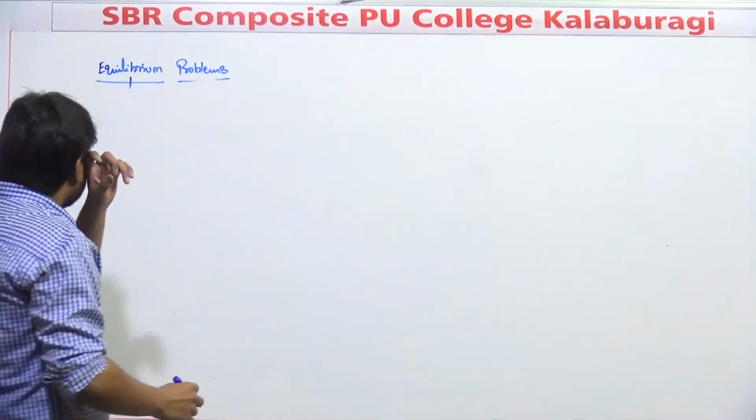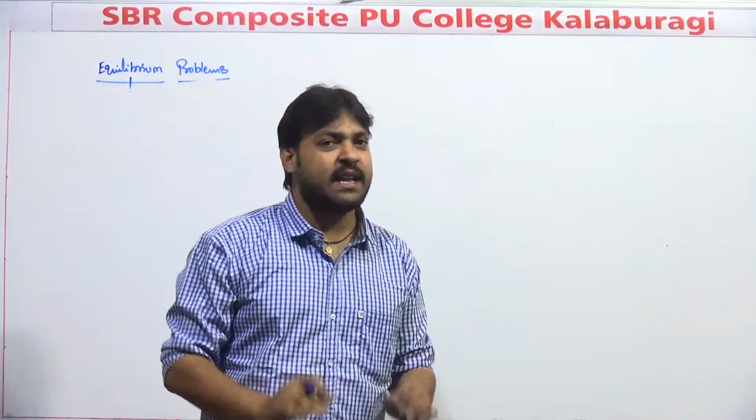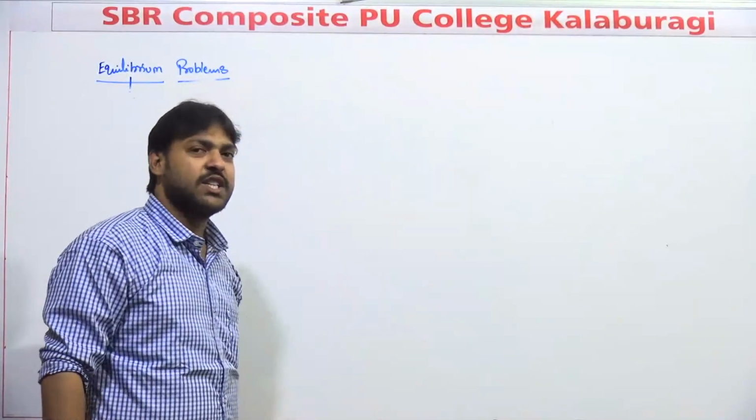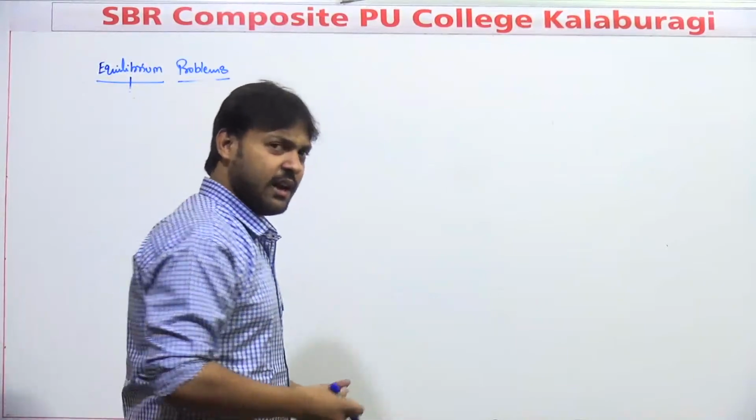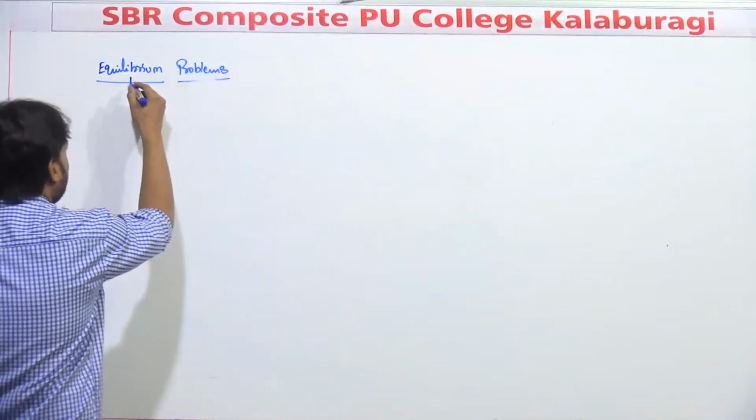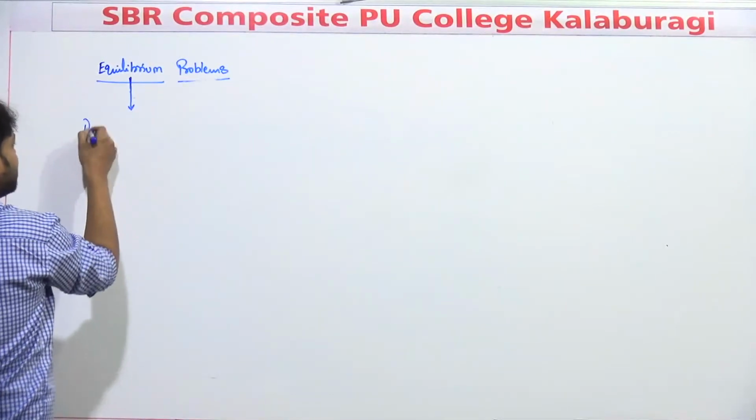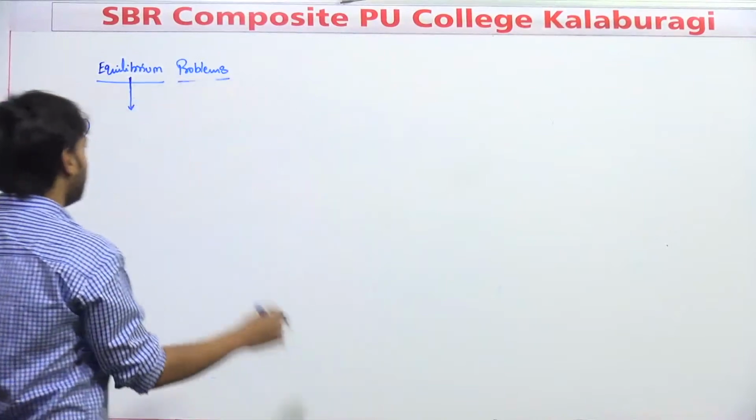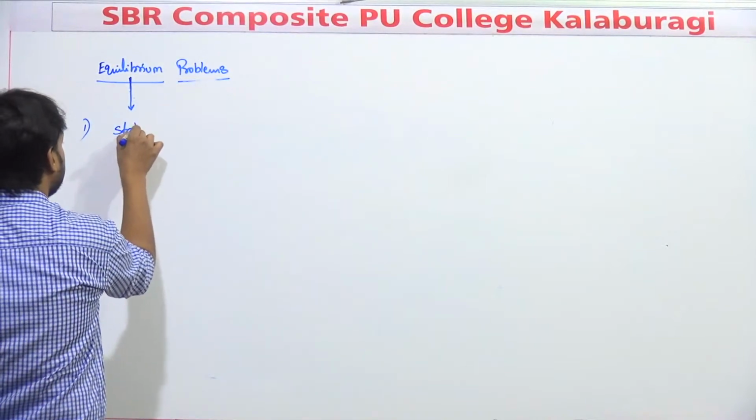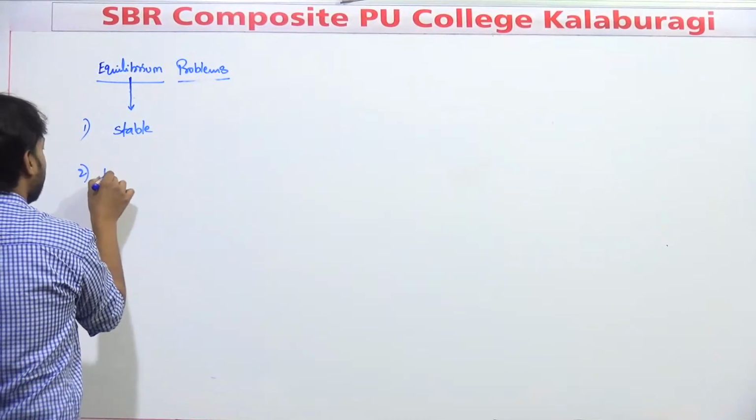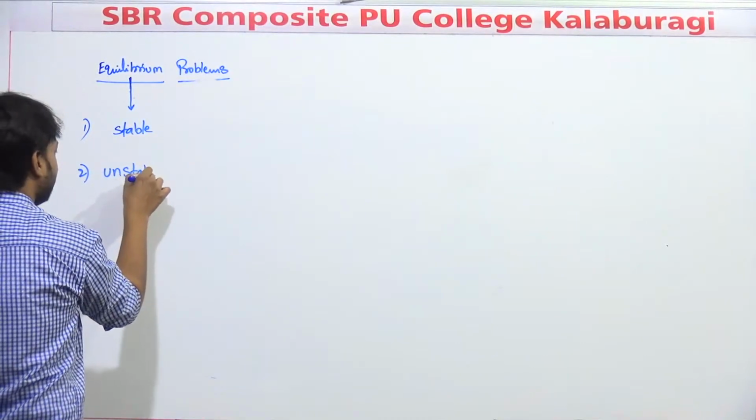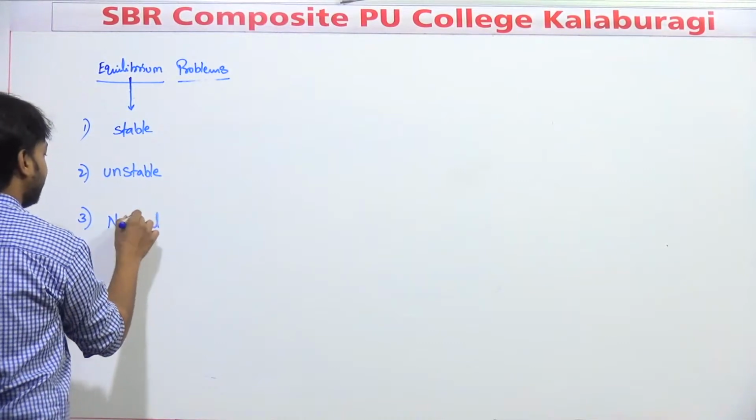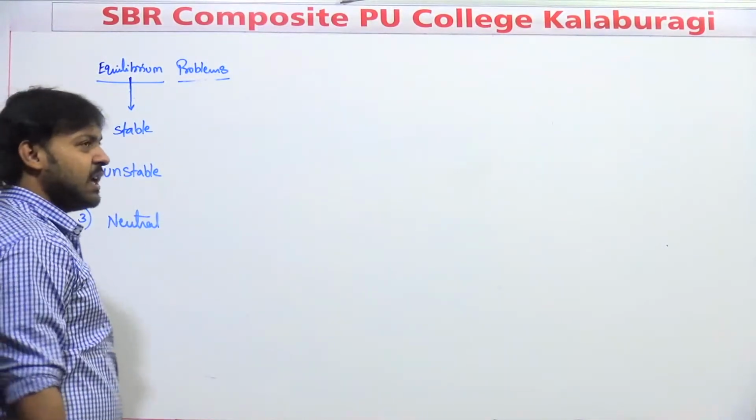Okay, right. So next, this is the basic concept in equilibrium: how to calculate nature, magnitude, and location. Next, we are going deeper. Equilibrium is divided into three types: the first one we call stable equilibrium, the second one unstable equilibrium, and the third one neutral equilibrium. So stable, unstable, and neutral.